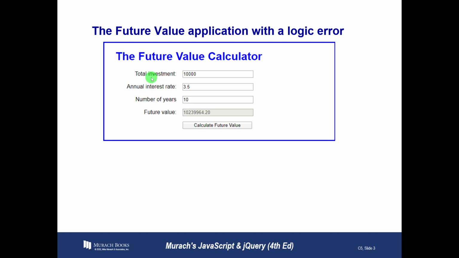So here's an example: a future value calculator. We've seen this one. Total investment of $10,000, annual interest rate 3.5%, and the number of years is 10. The future value is, what is that, like 10,239,000? I want to go to that bank. I'll stick $10,000 in there for 10 years if they'll give me 10 million back. Obviously, there's a logic error in there. It's nothing that threw an error. Everything ran. It did exactly what it was told to do, except it calculated the value wrong. And that's on the programmer to find that error.